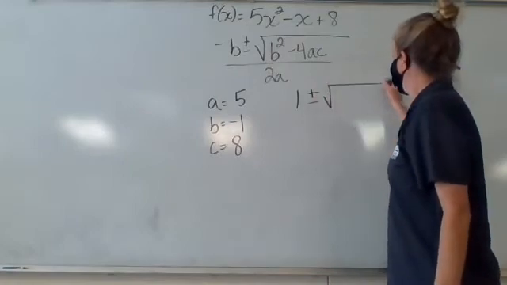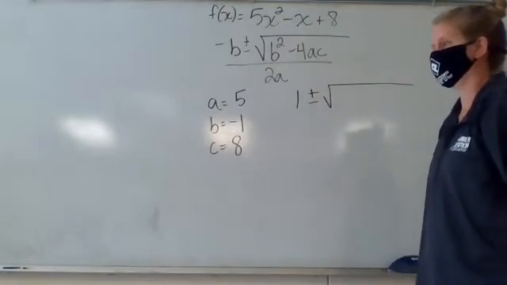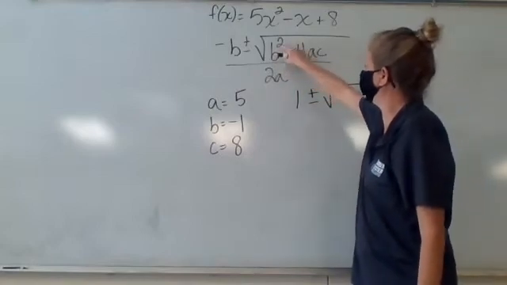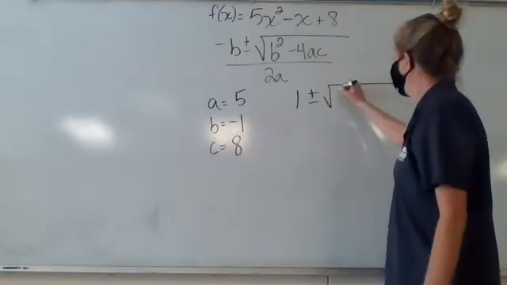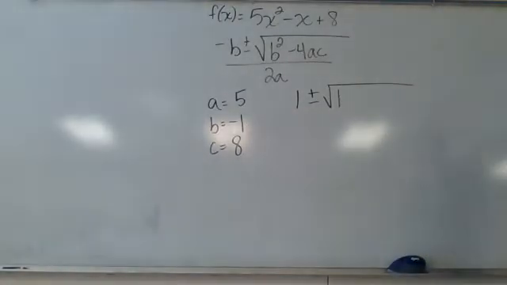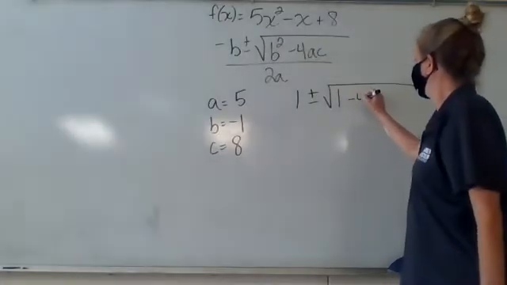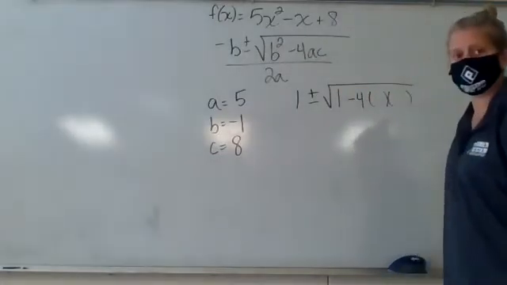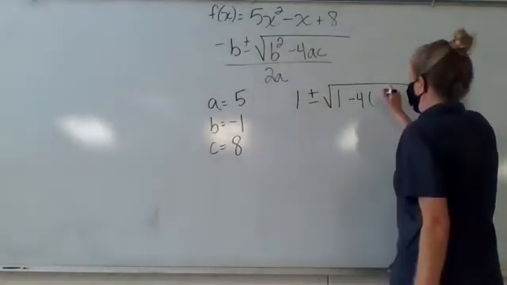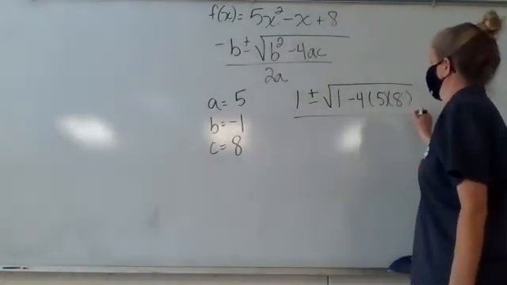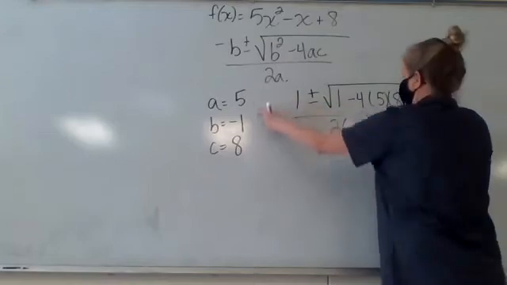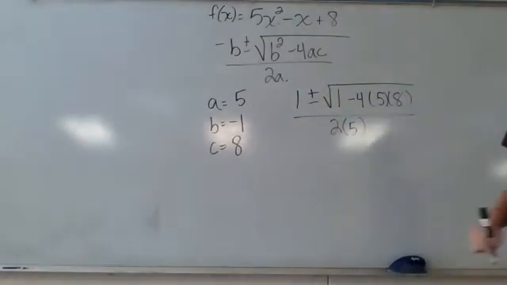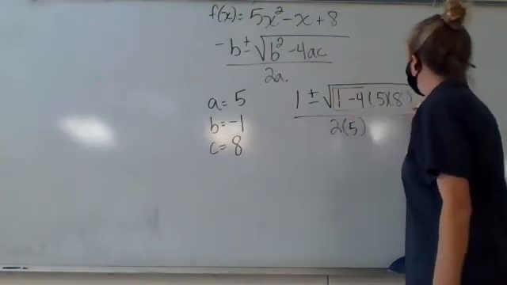Then plus minus the square root. Underneath the square root symbol, you need your b, but squared. So since my b is -1, if I square that, I get +1. Then -4ac. My a and c are 5 and 8. And then your denominator is 2 times a, which is 2 times 5. So after you plug in, the next step is to figure out what all of this is underneath your square root.